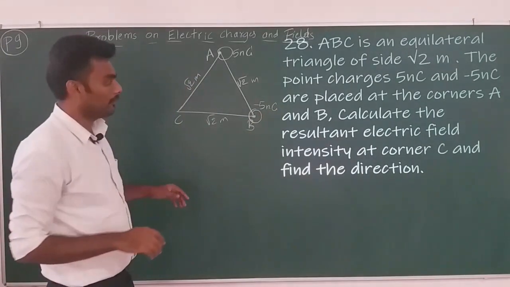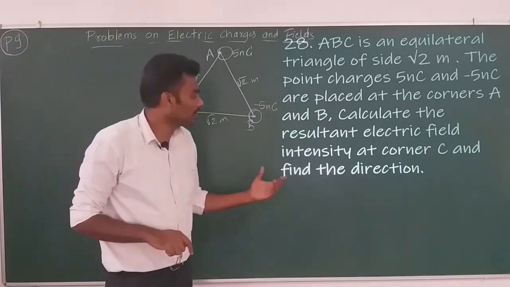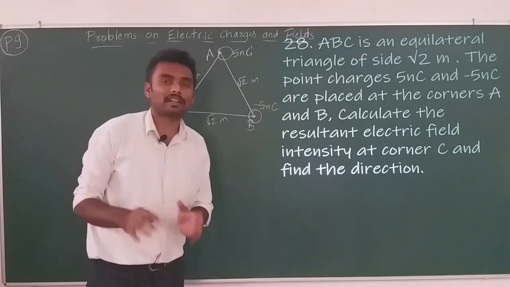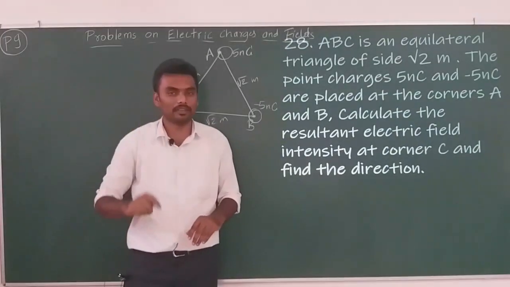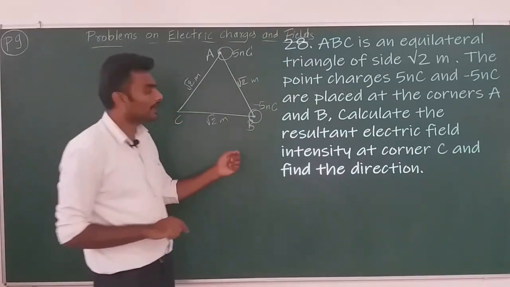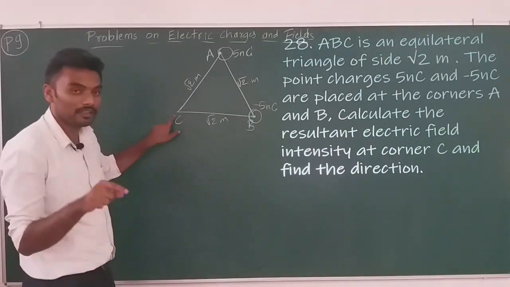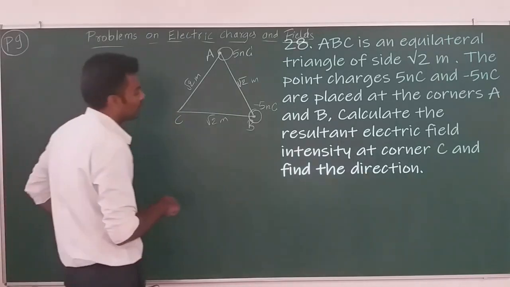Then what else are we interested in? Calculate the resultant electric field intensity. Resultant electric field intensity is nothing but electric field value, E value. That's it. Nothing else. Calculate the resultant electric field intensity at corner C. At this point, electric field has to be found, and the direction of that electric field should also be found.